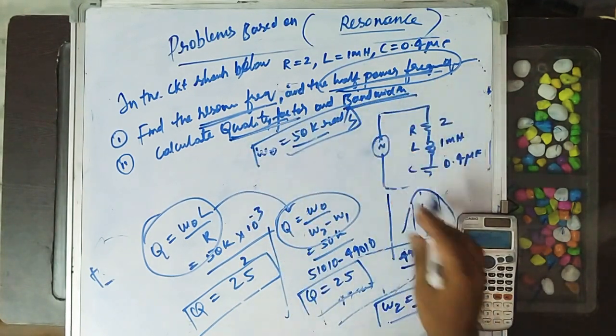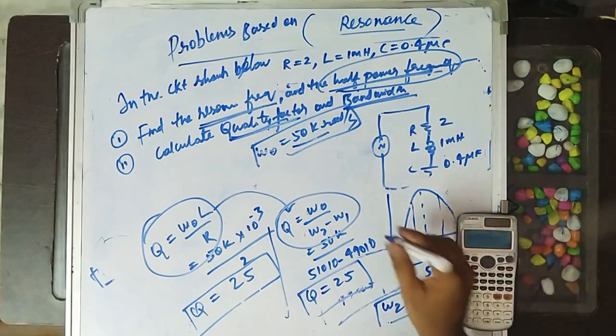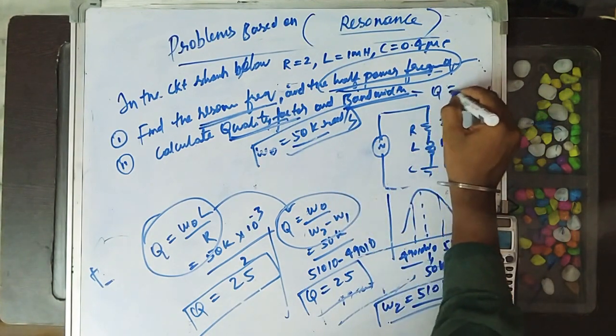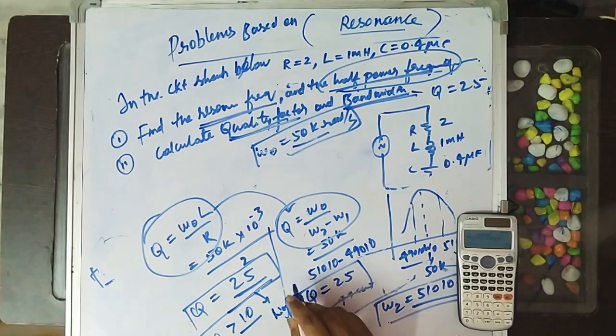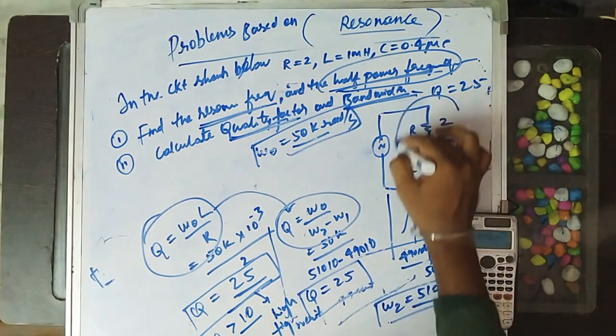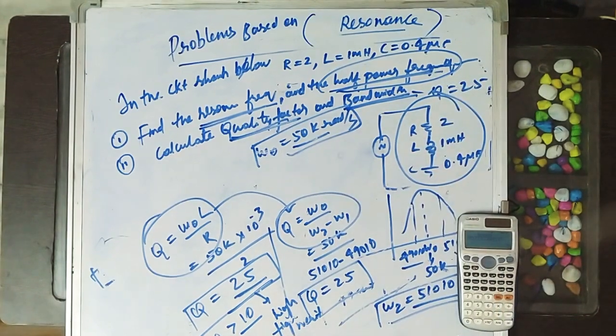Now for bandwidth, so the quality factor Q, you got 25. If you get 25, it means Q is greater than 10. So after getting 25, you have to write that it is a high figure of merit. So this RLC has a high quality factor.